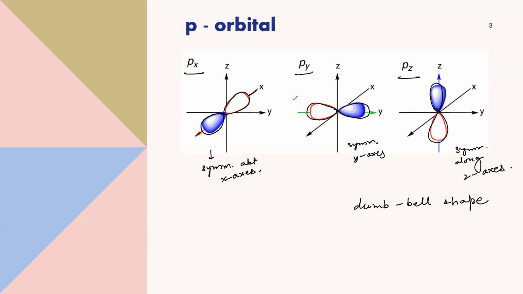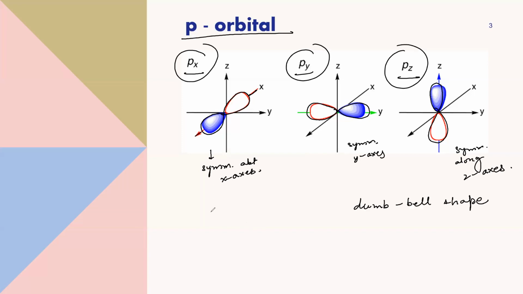So depending on the orientation of the lobes, they are designated as px, py, and pz. So how to represent them? P orbital is of 3 types, x, y, and z. How to represent them? Just make again a big rectangle and, since they are of 3 types, write px, py, and pz.